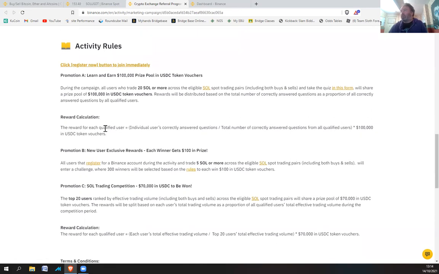That I think is for new users, isn't it? Click register now. Oh no, new user exclusive rule. So learn and earn, if you get 20 Sol, that's that one. New user exclusive reward: each winner gets $100.